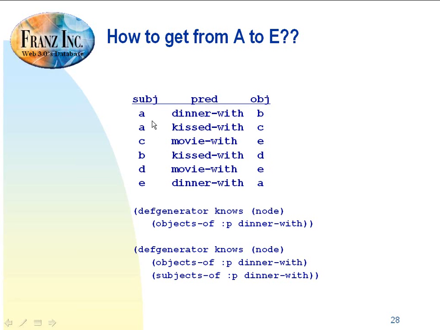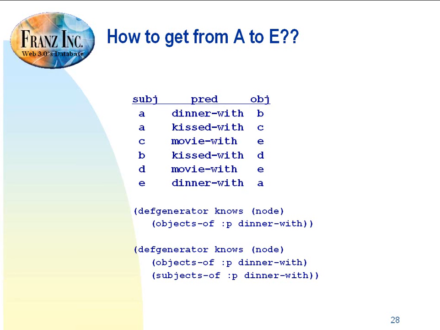Well, the obvious way would be to go from A to B through dinner with, then from B to D with kissed with, and then from D to E with movie with. Or actually, you also could just go from the A at the end here to the E. I hope you guys can keep up with my cursor on the screen, by the way.